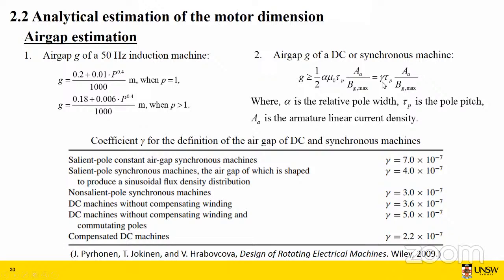Gamma is a coefficient, and you can find the coefficient gamma from this table. Tau is the pole pitch, and A_a is the armature linear current density. So this is how you estimate the air gap of a synchronous machine. Also, you can use this to check whether a given air gap will work or not.